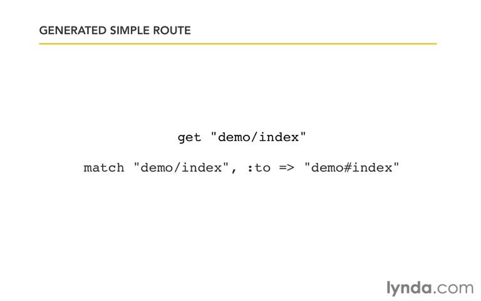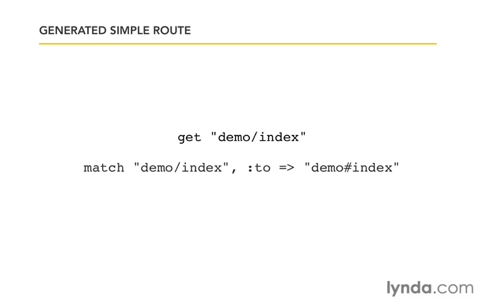If you were to replace that line, get demo index, with match, and then in quotes you put something ridiculous, let's say the word ridiculous, to demo#index, then if you went to localhost:3000/ridiculous, guess what? You'd get back your index page. It's just looking for a single string. So that's a simple route.